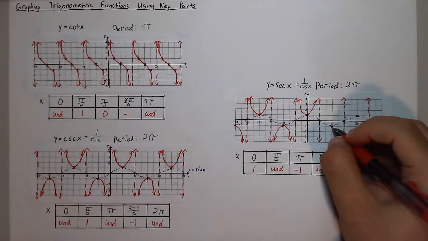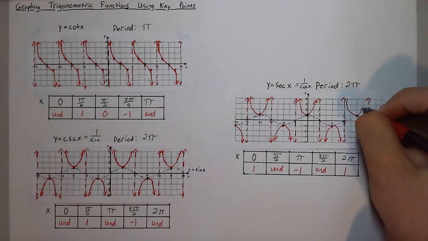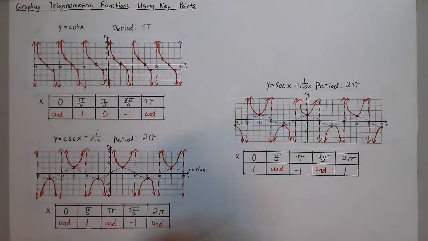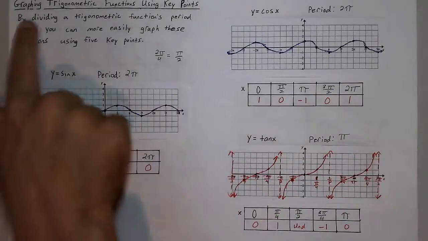So as you can see, even though I was explaining my way through this, this is a very quick way to draw all these trig functions using key points. And it's actually the way I'm going to go about it in every example from here on forward. And this is how you graph trigonometric functions using key points.